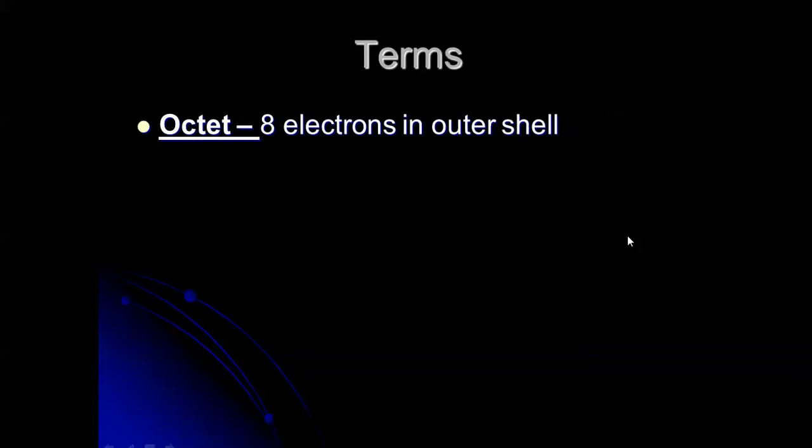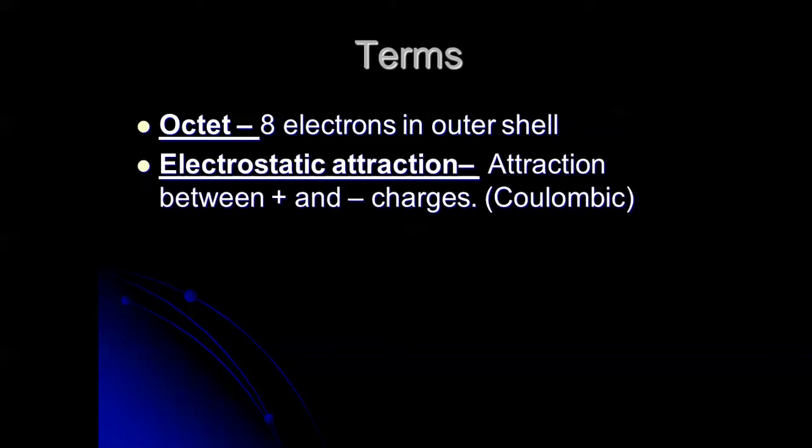Some terminology. Octet, 8 electrons in the outer shell. That's a term we'll throw around quite a bit in the bonding unit. That's a particularly stable configuration. Again, Captain Obvious might note that oct, as in octopus, is a common thing that you see associated with the number 8. Electrostatic attraction is a fancy word that means opposites attract. It's also known as Coulombic attraction, but if you've got opposite charges, they're going to be drawn together.